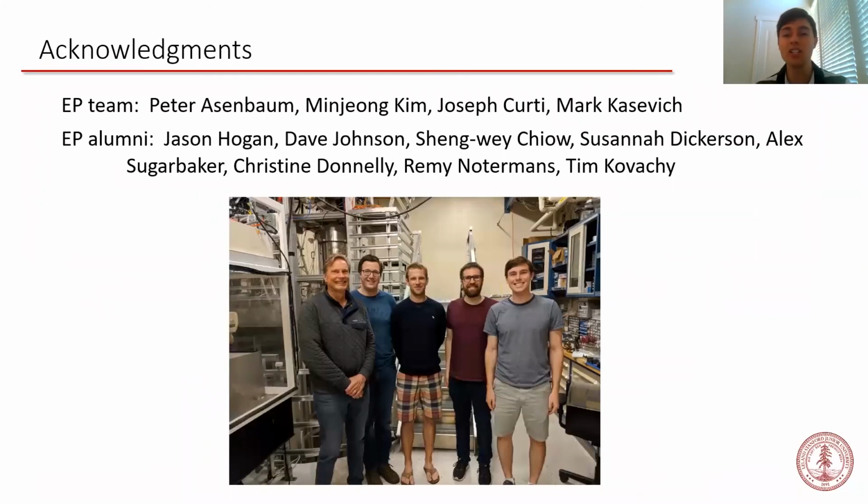So I'd like to acknowledge the many members of the EP team who contributed to the work that I told you about today. Unfortunately, I don't have any updated pictures of the group, and it's hard to take new group photos these days, but here are some of the current and former members of the team: Mark Kasevich, Remy Notermans, Peter Azenbaum, and Tim Cavacci.